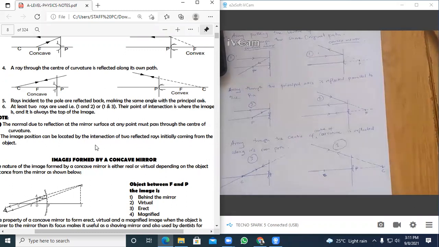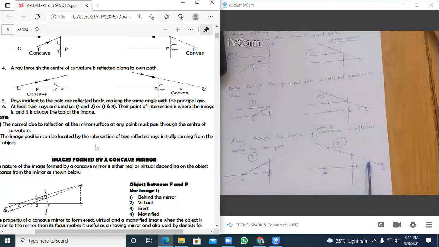And always, where these rays intersect after reflection, that means that's where we have the top or the head of the image. The head of the image is always at the point of intersection of those rays. Then the image position can be located by the intersection of two reflected rays initially coming from the object. That is also the same thing, which we shall see.